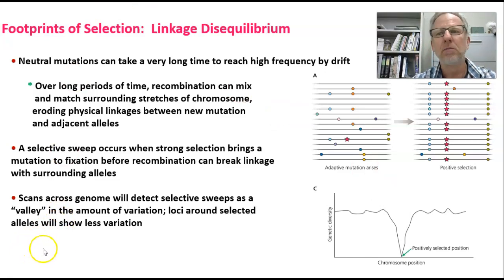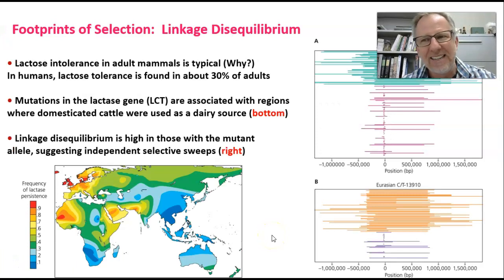Linkage disequilibrium can decrease over time, but if there's a selective sweep, then that linkage disequilibrium will still exist, and we can detect that by finding regions in the genome that have relatively little variation. So one neat example to share with you about how we can use linkage disequilibrium to detect a selective sweep for a particular mutant is with lactose tolerance in humans.